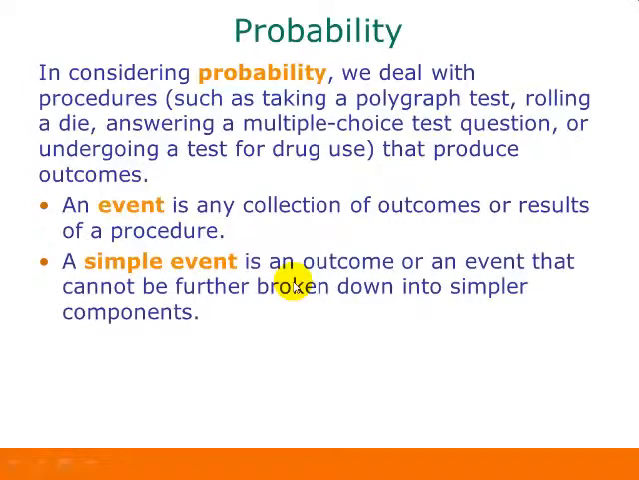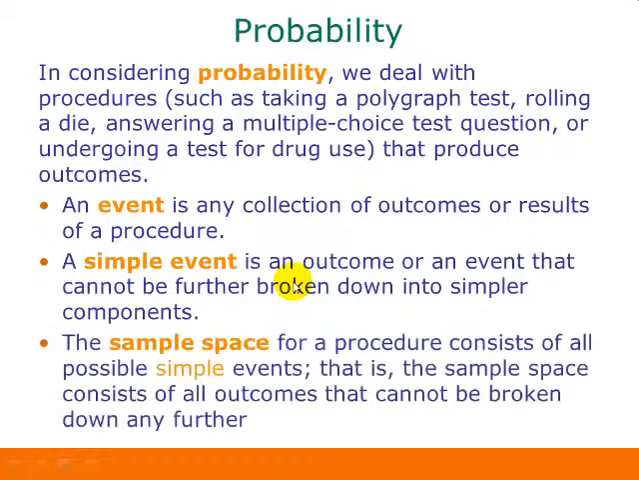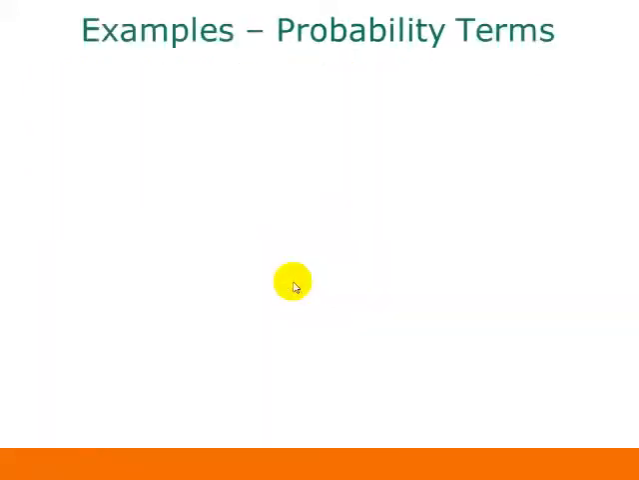A simple event is an outcome or an event that cannot be further broken down into simpler components. And the sample space for a procedure consists of all possible simple events. In other words, the sample space consists of all outcomes that can't be broken down any further. Here are some examples of those probability terms.